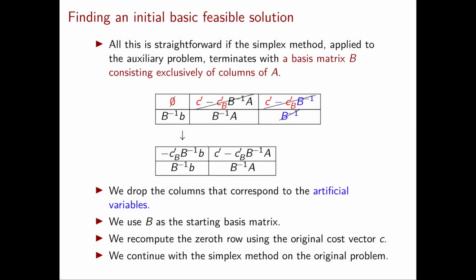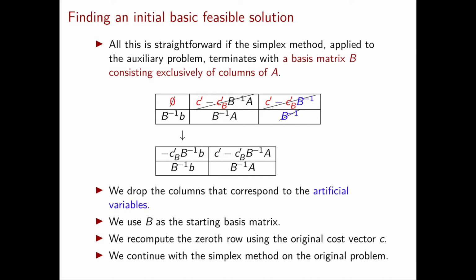At this point, we're done. We have our basic feasible solution with basic components B inverse b. We have our basis matrix capital B, and we also have our starting tableau over here. We didn't even need to recompute all of it. We only needed to compute explicitly the 0th row.